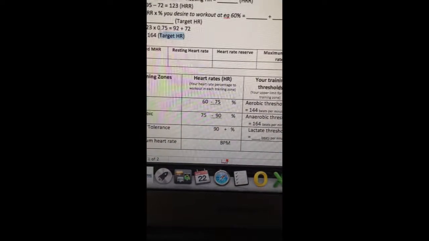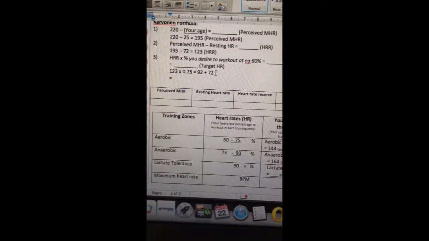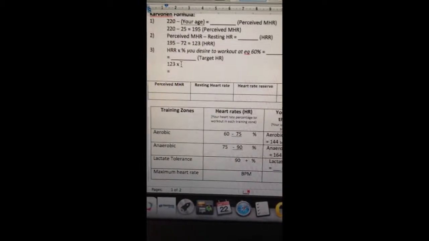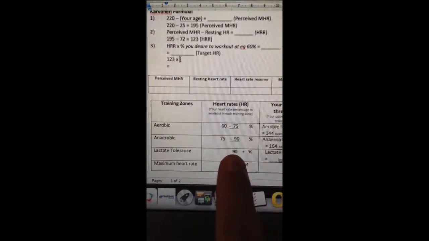So let me get rid of this lot because this will change, but steps 1 and 2 will not change, as we said before. Okay, so for our lactate tolerance, we want to be working at 90% or more. So I'm just going to do 90% because that's the minimum, and I'm just going to stick with the minimum. 90%, we want our heart rate to be at 90%. So this is pretty full-on stuff, high intensity workouts.